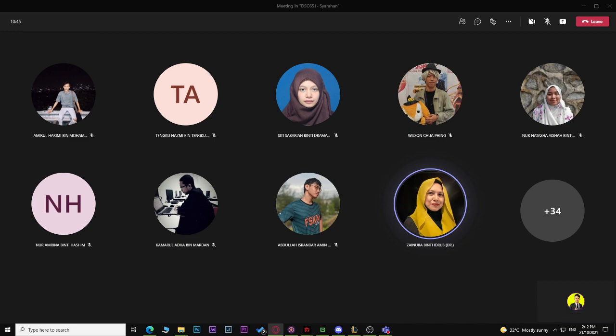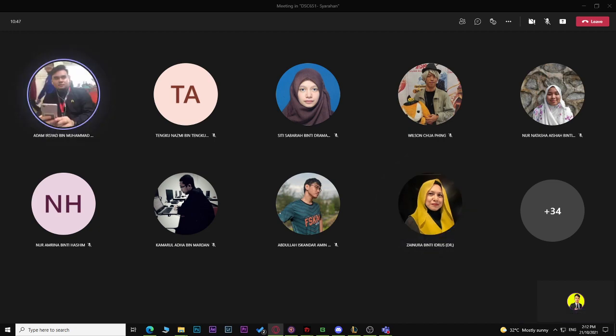Okay, hari ni my group will present about our data set, which is car features and MSRP. MSRP tu maksud dia market suggested retail price. Maksudnya berapa harga standard untuk kereta tersebut.